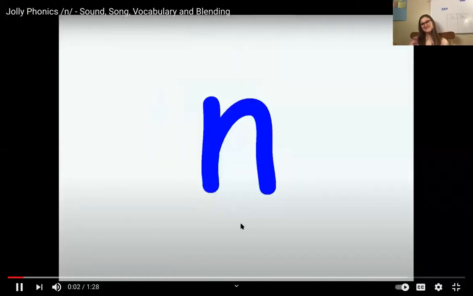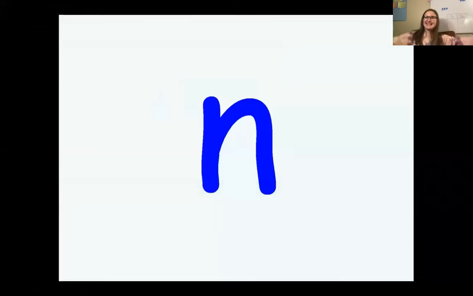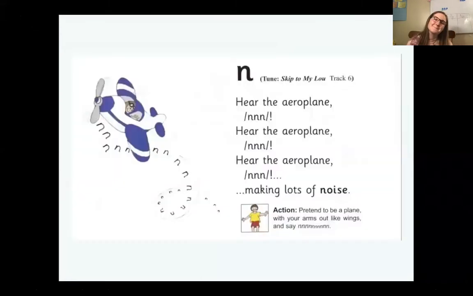The sound for N is N. Here is the song for N. Hear the airplane, hear the airplane, hear the airplane, making lots of noise.